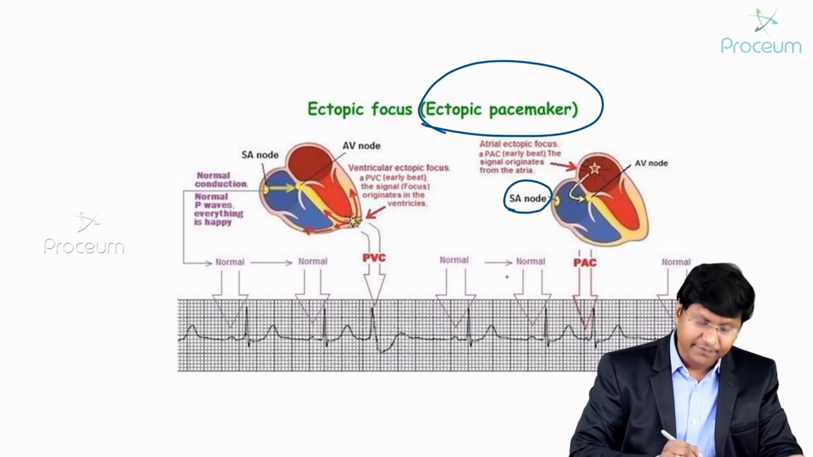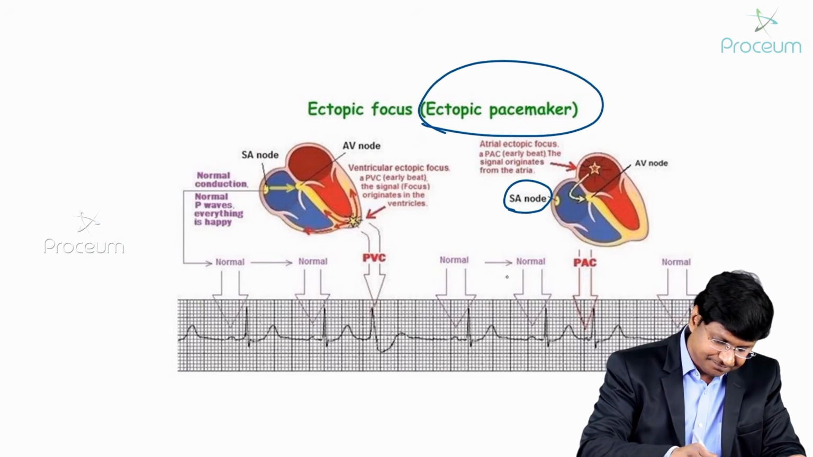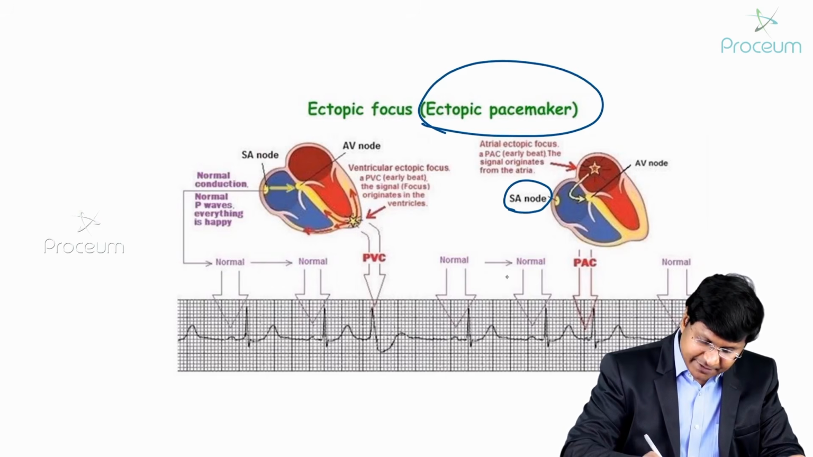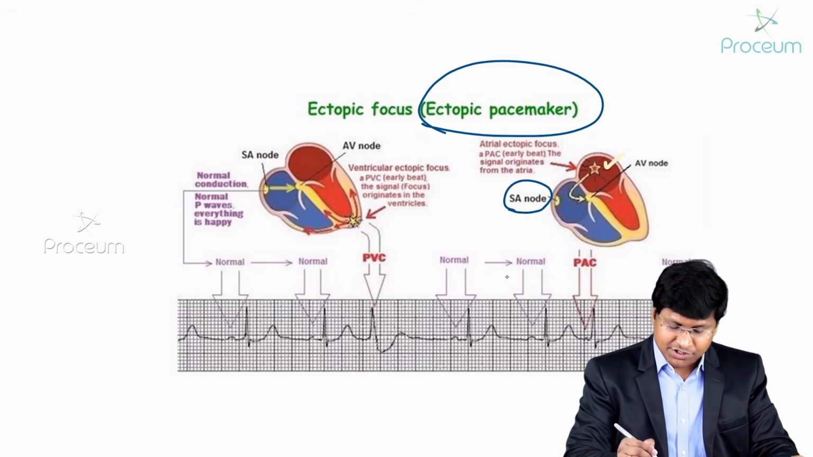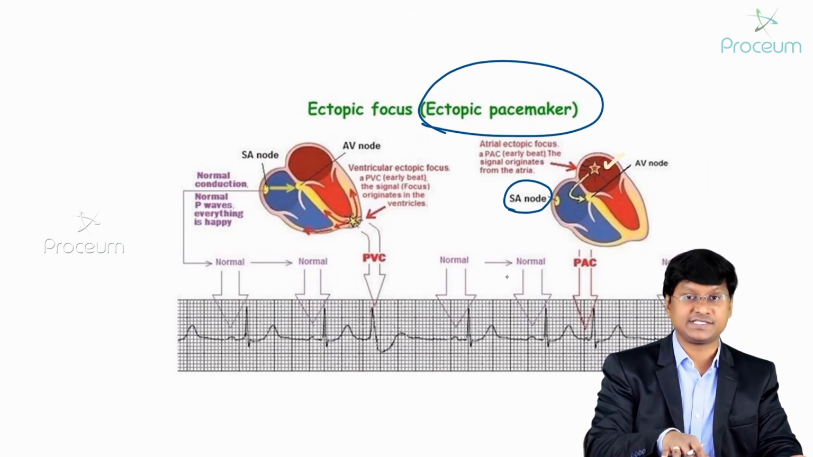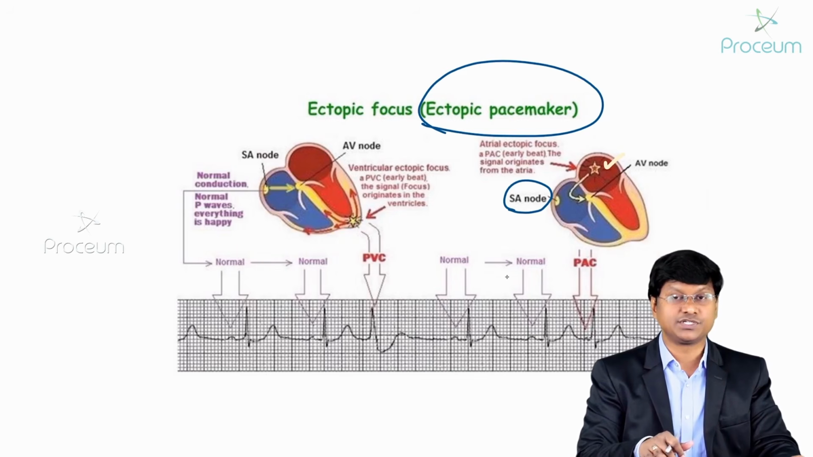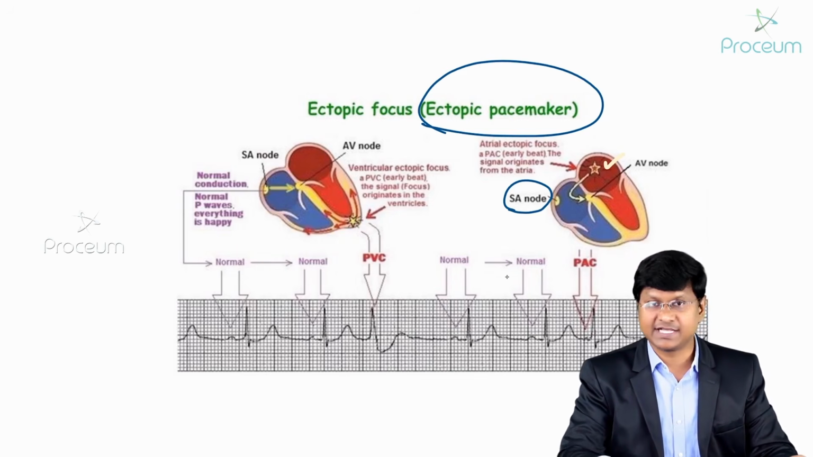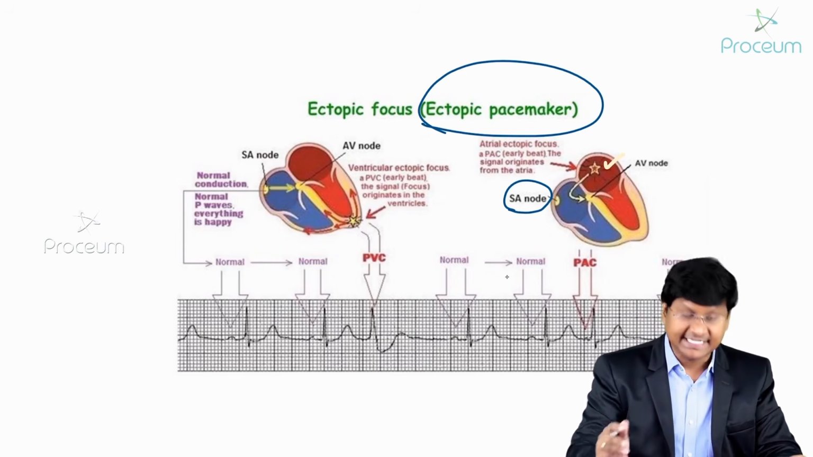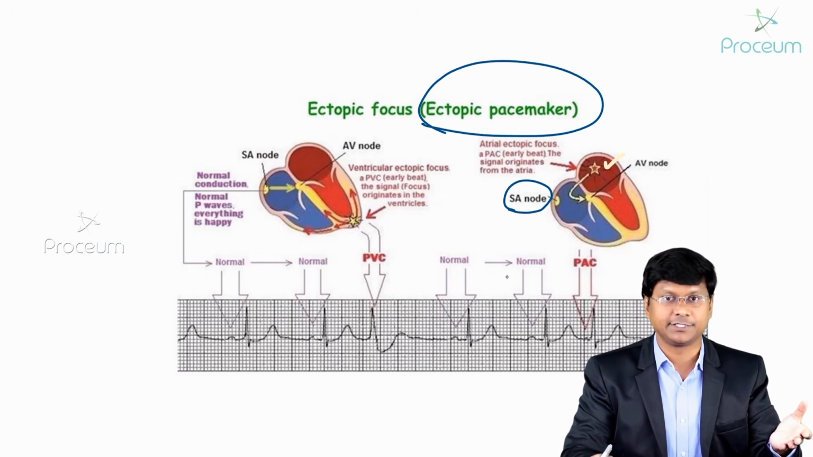But here in case of the ectopic pacemakers, the impulse is originating apart from the SA node, right? The impulse is originating apart from the SA node as well. So that is your ectopic pacemaker.